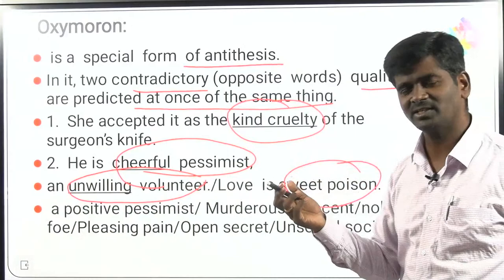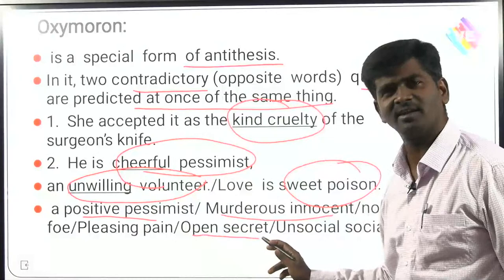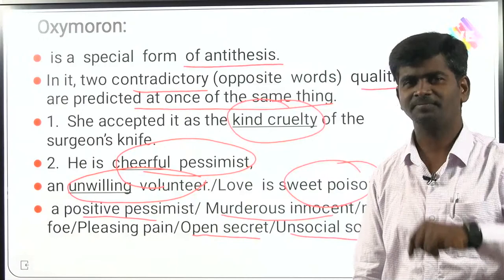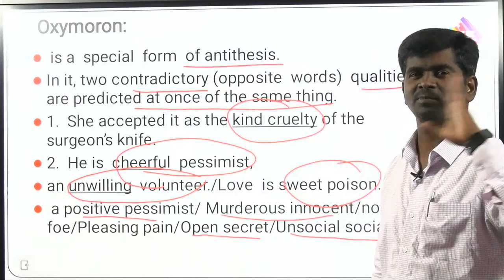A positive pessimist. You can see murderous innocence. Popular bit given in the history of UGC-NET. Next, pleasing pains. Open secret. Secret cannot be open. An unsocial socialist, a popular novel written by G.B. Shaw. Unsocial socialist. How can somebody, an unsocial, become a socialist? So, using two opposite words together without any gap is nothing but oxymoron.